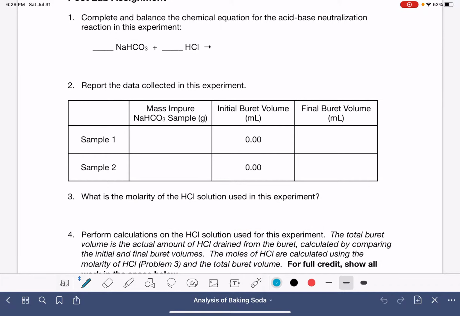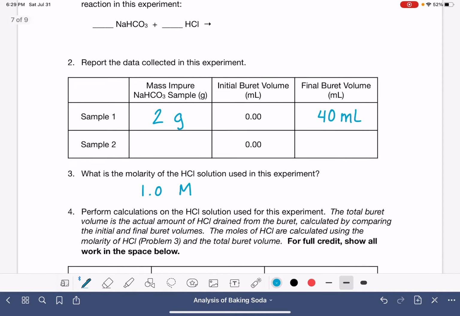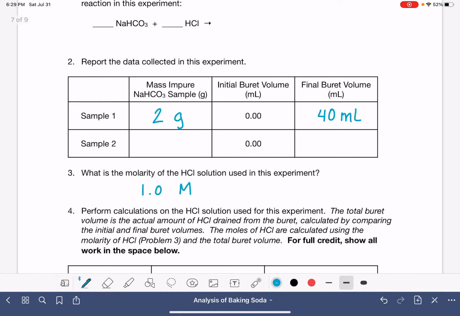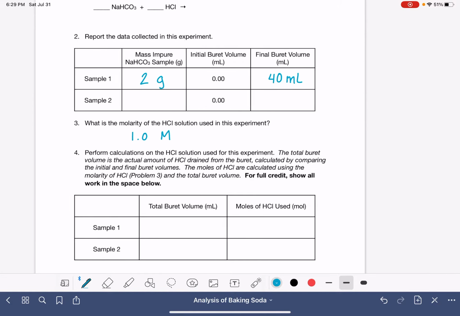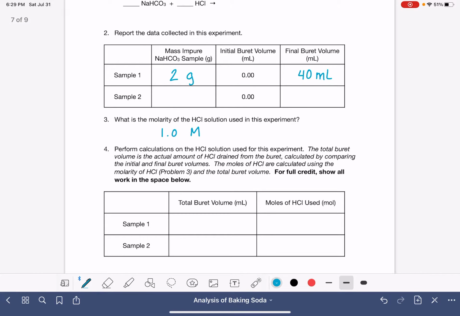I'm just going to fill some random data in just so that we have something to work with. So let's say I used 2 grams, and let's say my final burette volume was 40 milliliters, and let's say that my molarity of the HCl solution was 1.0 molar. This is not correct data. I'm going to be really unhappy if I see this data on anybody's lab assignments because this is not real data. So what we're going to do next is work a little bit on the HCl solution.